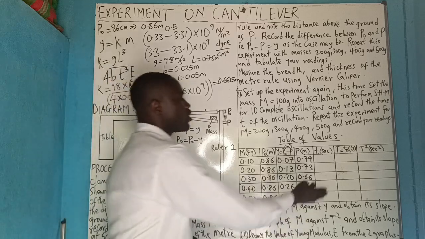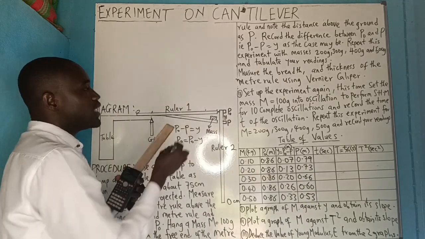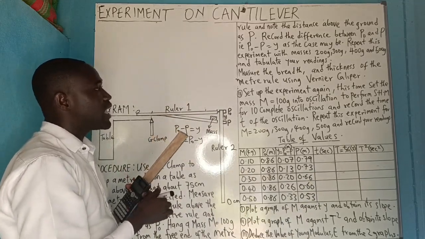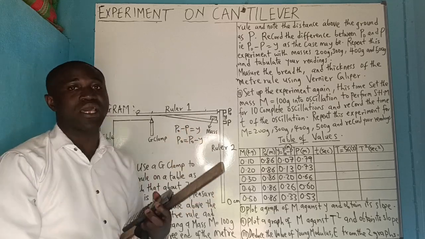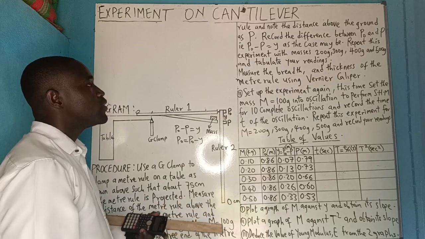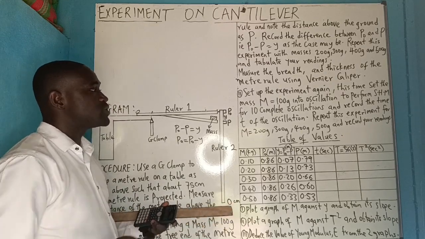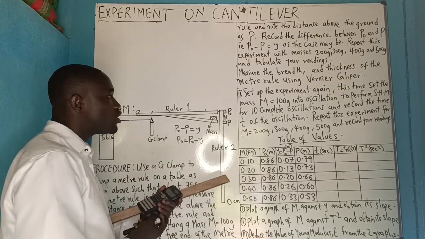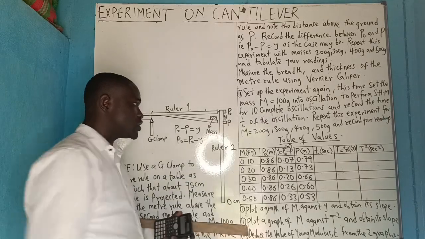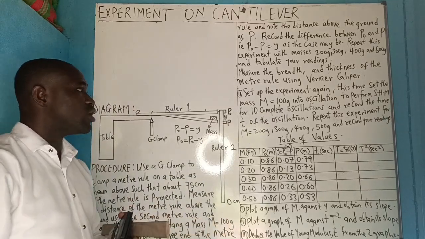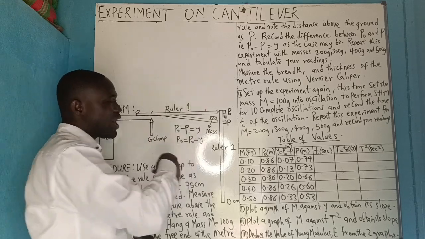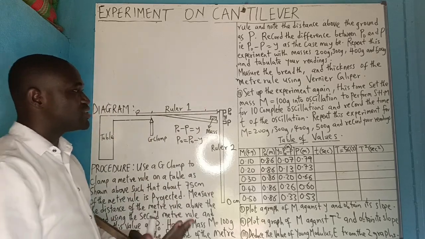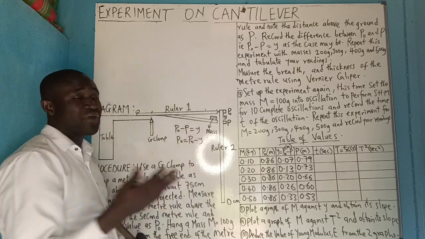Then we go to the second experiment. They say set up the experiment again. This time set the mass M equal to 100 gram, 200 gram, 300 gram, 400 gram, 500 gram into oscillation to perform simple harmonic motion for 10 complete oscillations, and record the time t of the oscillations. Now we have noted our P0, our P, so we don't need to take measurement of any other thing.